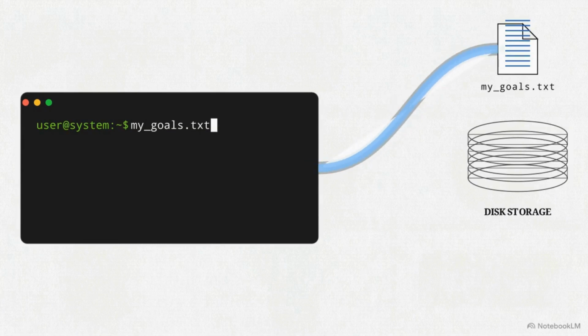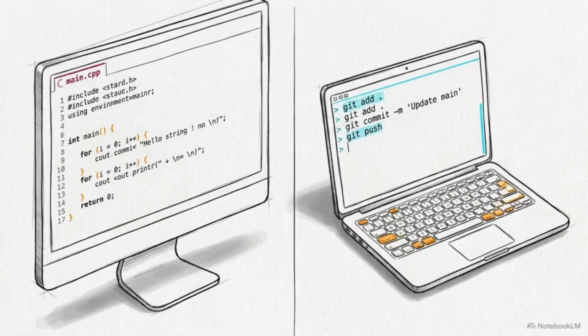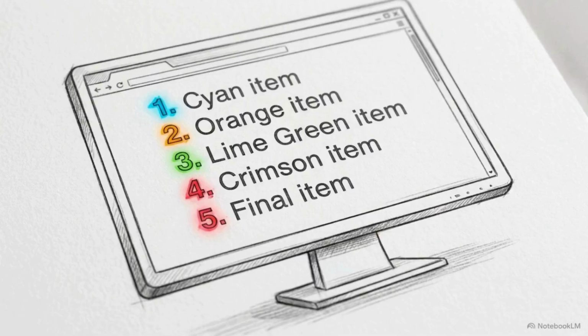This connection establishes a data stream. Whatever the user types next is sent down this pathway, pumping continuously into the new file until the system receives a specific command to stop. Mastering this continuous stream shifts the program from a fixed sequence of code into a tool that adapts to whatever input the user provides.